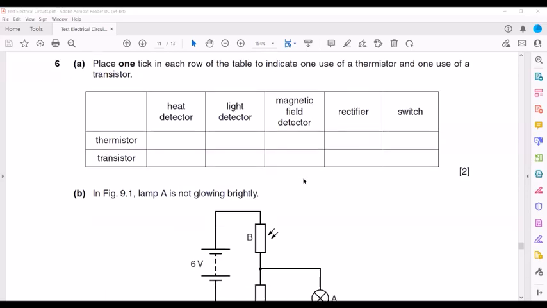Then place one tick in each row of the table, indicating one use of a thermistor and one use of the others. A thermistor is a heat detector. If it was an LDR, then it is a light detector. Then there is a magnetic field detector, compass, rectifier, diode, and switch. We use a transistor as a switch.